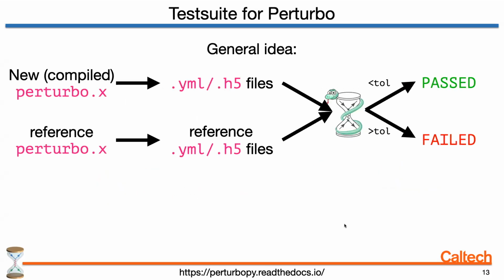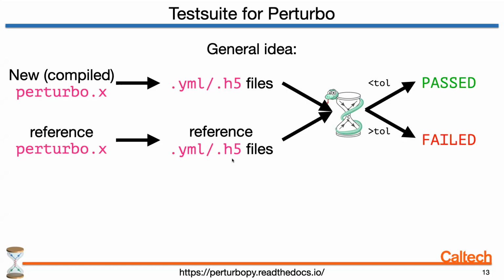So what's the general idea of a test suite? We have reference calculations which we obtained with the Perturbo code on our machine. We're sure that these calculations are right, that the results are correct, and everything is good. From these reference runs of Perturbo code or Qt-Perturbo code, we can obtain the YAML and H5 files.